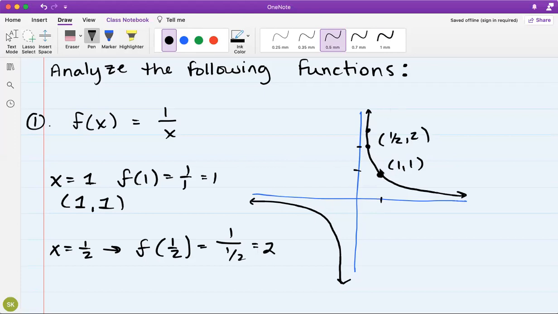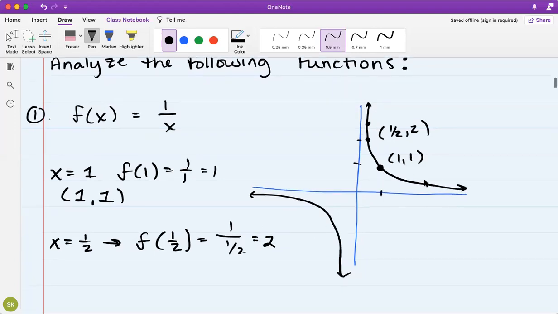And so on. So you can see that the closer I get to 0, the bigger the y value is going to be, this function's value. And so we're getting closer and closer to 0, so we're getting closer and closer to this line here.